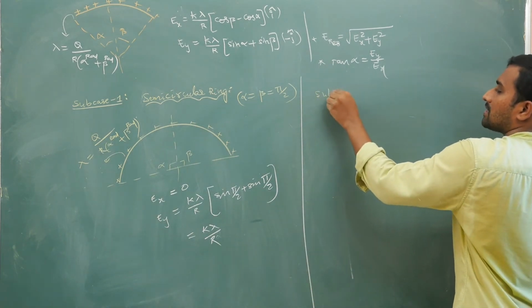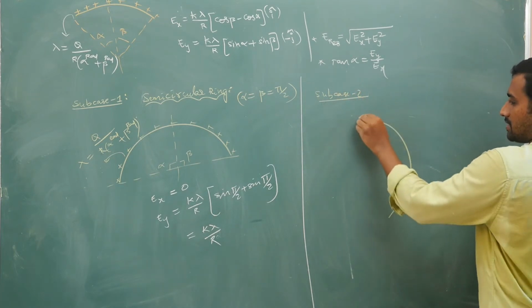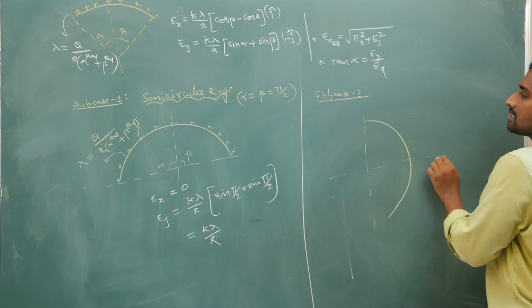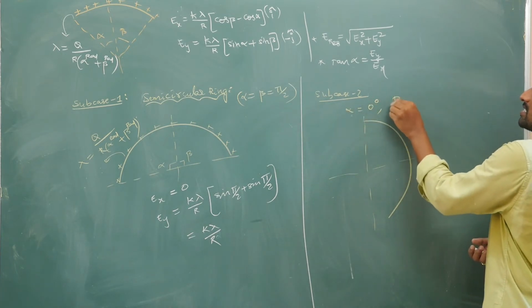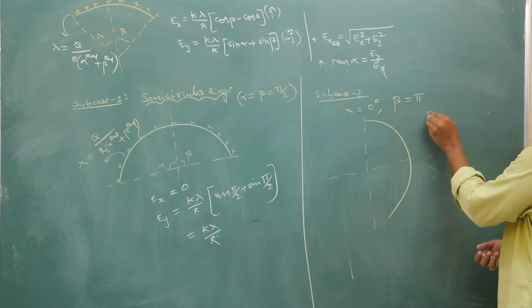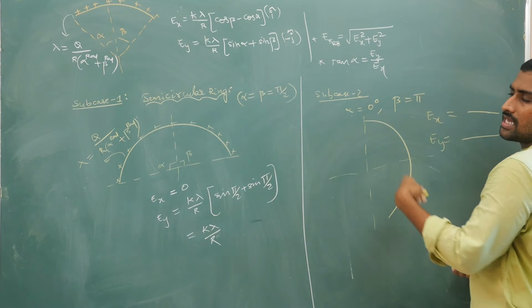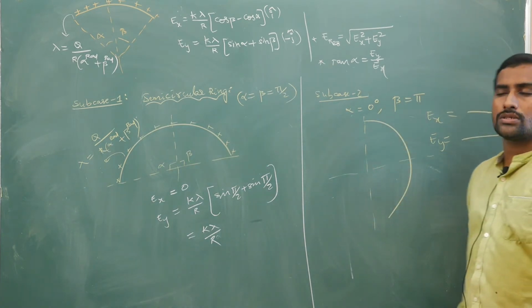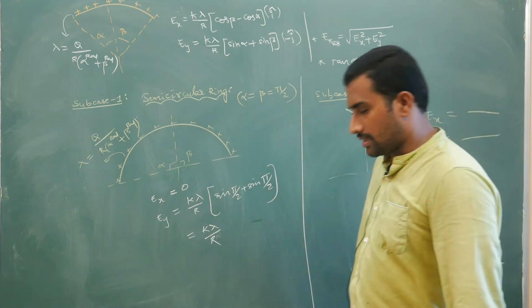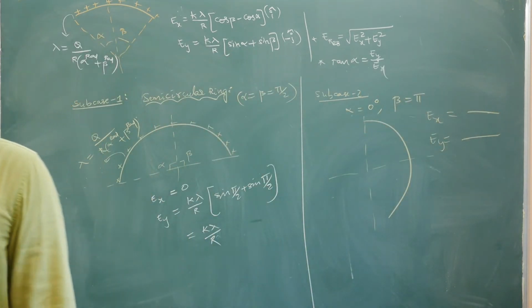Now your next subcase is, let us say you have shifted like this. In such a case you can make your alpha equal to 0 degrees and beta equal to pi. Calculate what is Ex, calculate what is Ey. You change the angles here, you will get the answers for the remaining cases. So this is how you calculate your field because of an arc of charge.